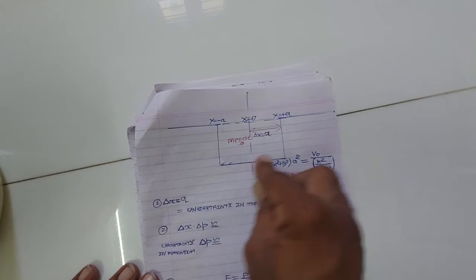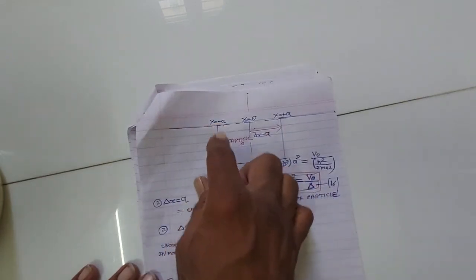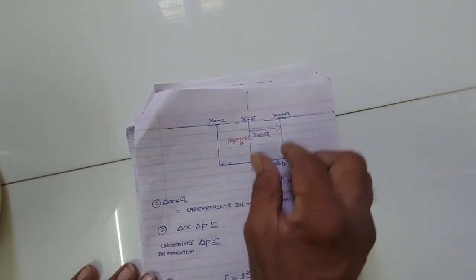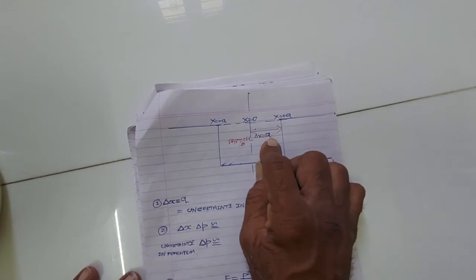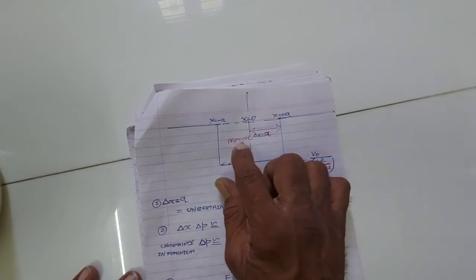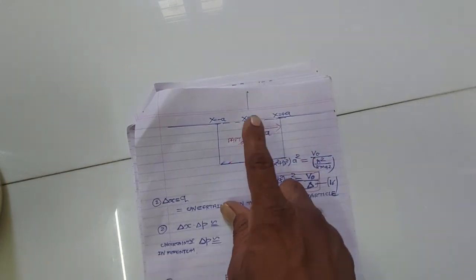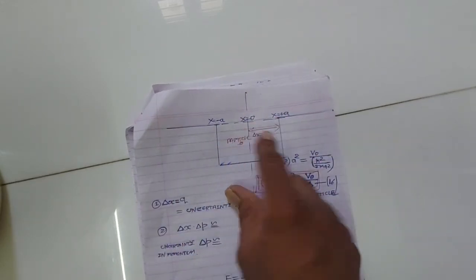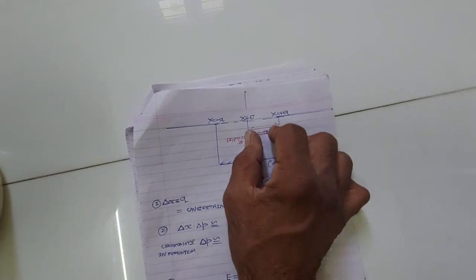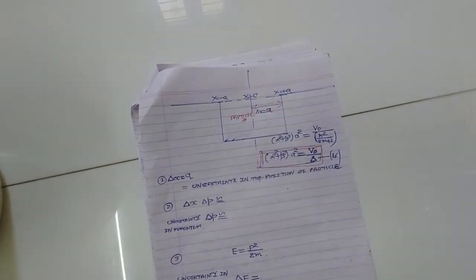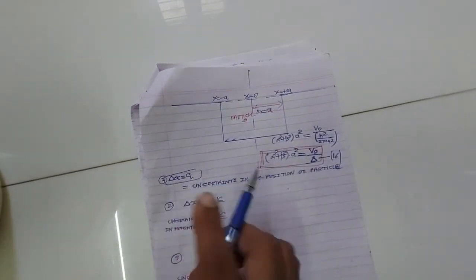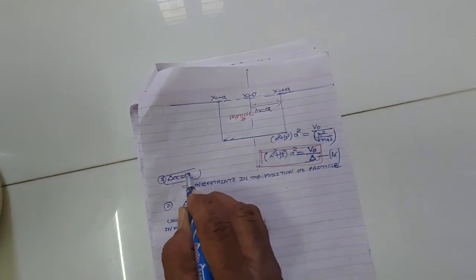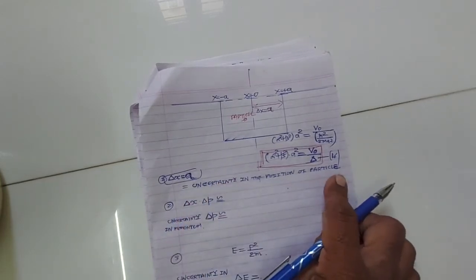Similarly, a particle is within the square well, and the width of the square well is a. So the maximum uncertainty in the measurement of the position of the particle is a. So delta x is equal to a is the uncertainty in the position of the particle.